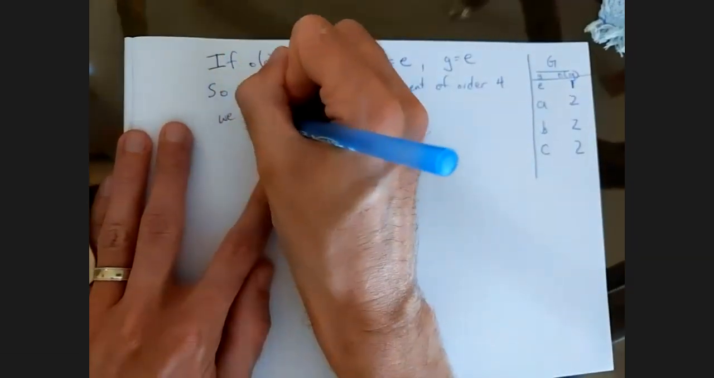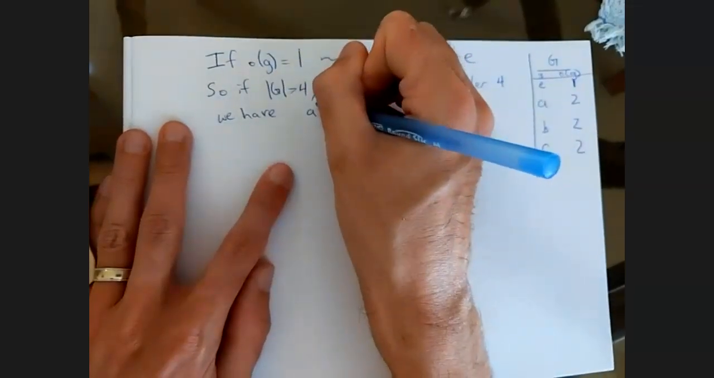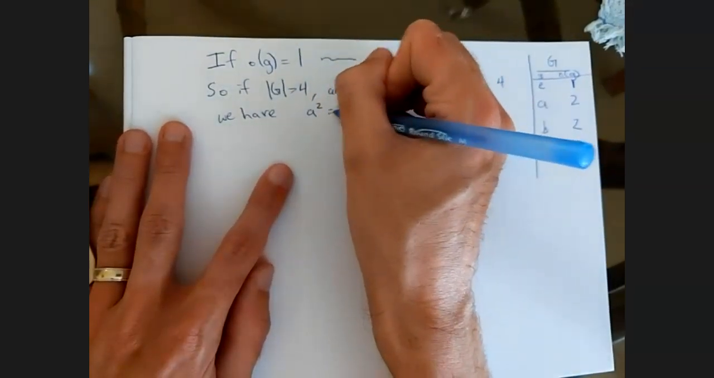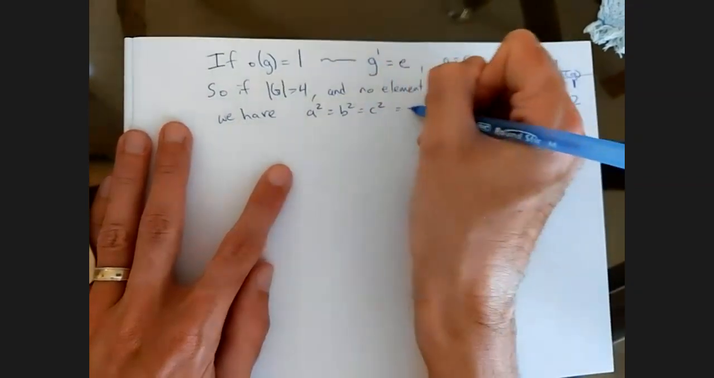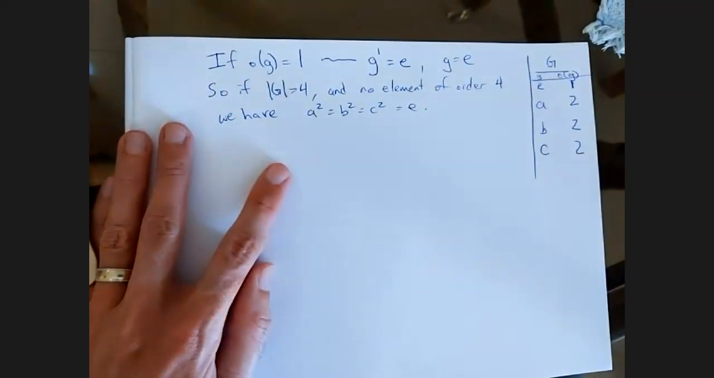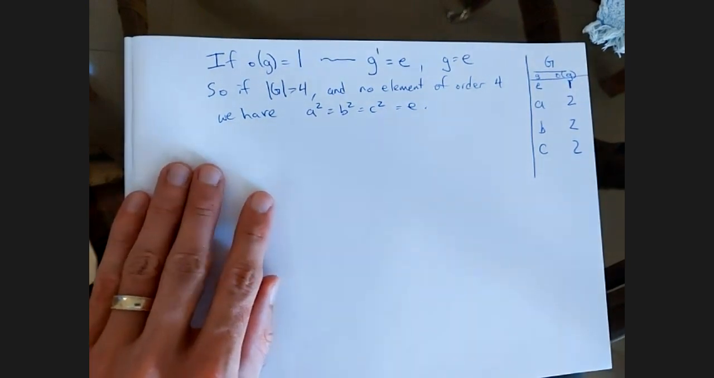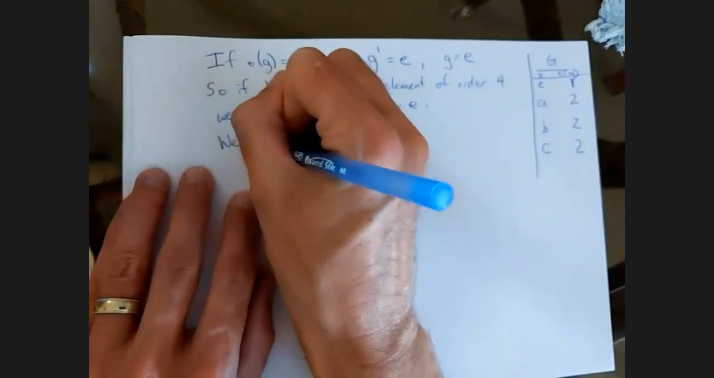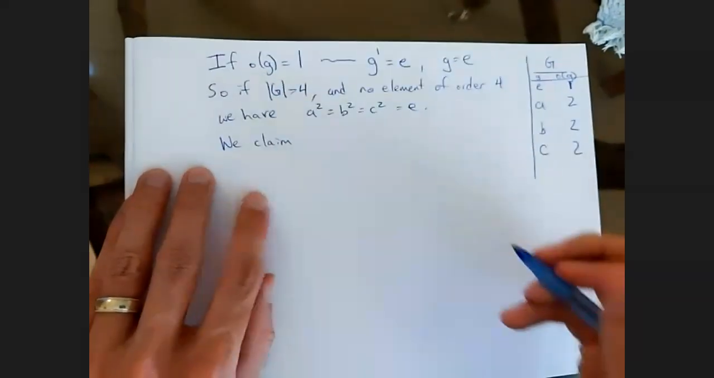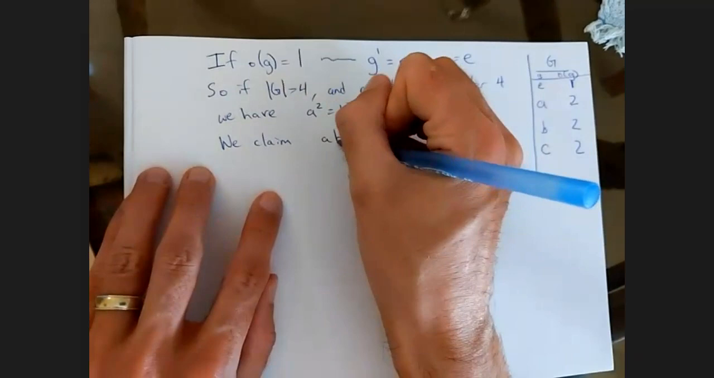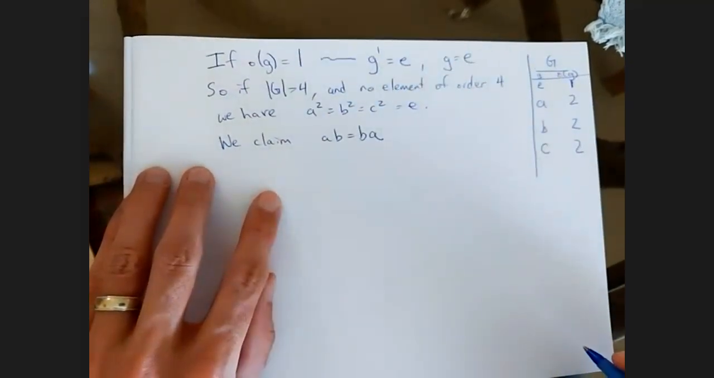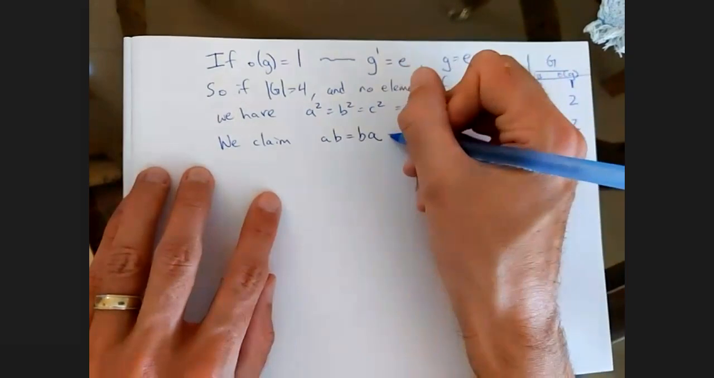So if G has 4 elements and no element of order 4, then the other elements are a, b, and c, and a squared equals b squared equals c squared equals the identity. And now we just claim ab equals ba equals c.